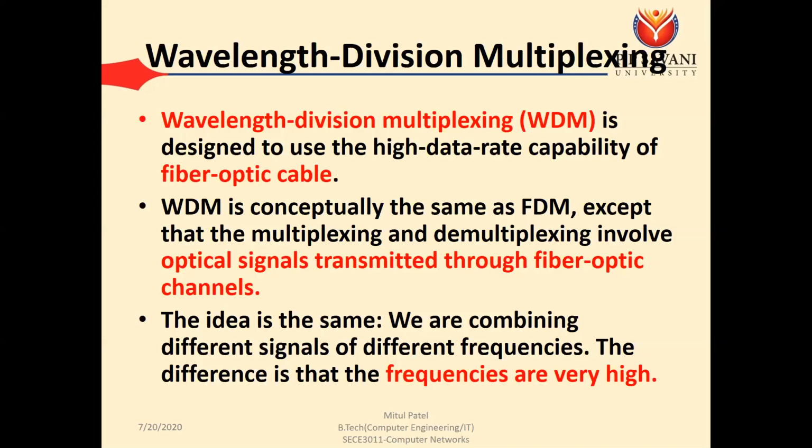Second one is the wavelength division multiplexing. So somehow it is the same as the FDM and it is also used for the analog signal, but the extra thing is WDM is majorly used for the high frequency channels. Okay, so the very common example of this thing is the fiber optic cables.